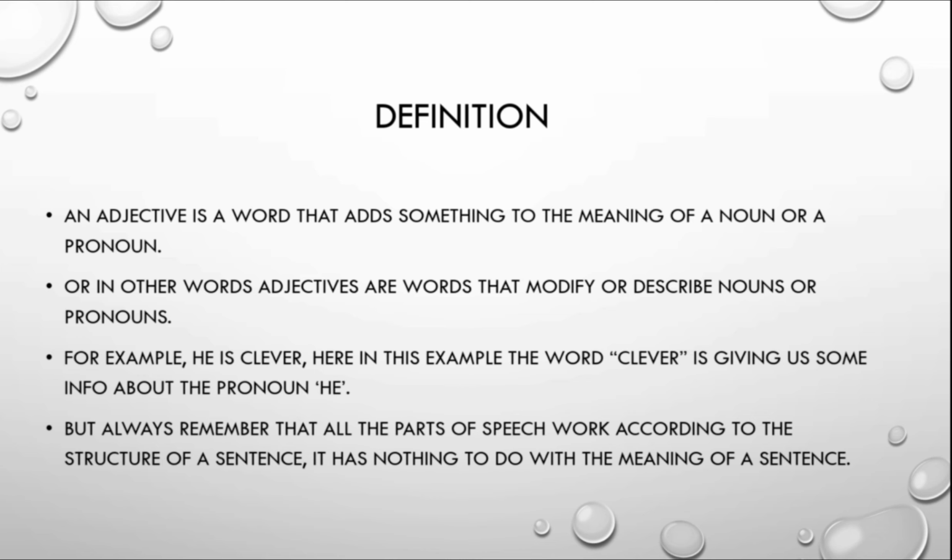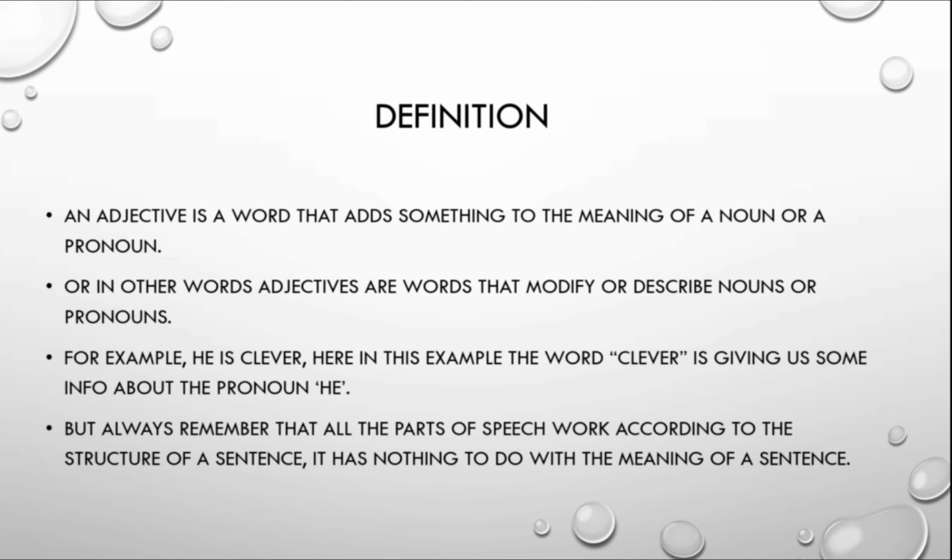Or if I say that Salman is my best friend. So in this sentence, friend is a noun. So what is this word best? The word best is used for modifying friend. Or if I say that I have five pencils. So in this sentence, five is what? Five is an adjective because it is telling us something about the pencils, how many pencils I have.